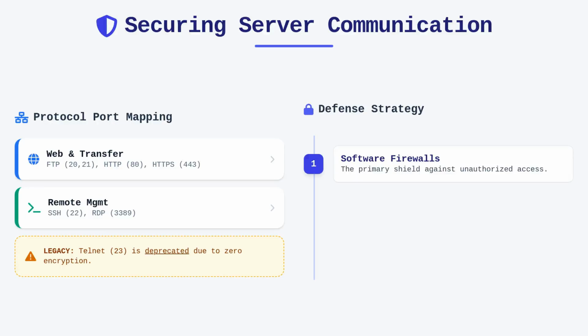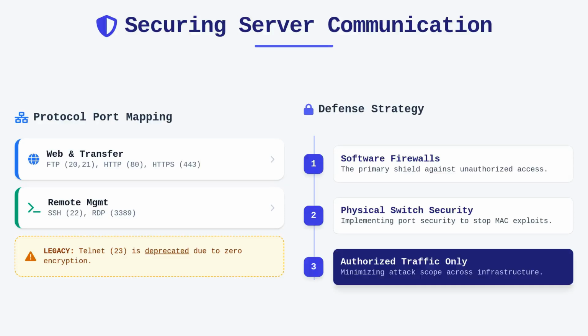Configuring local software firewalls is your primary defense against unauthorized access, while understanding port security on physical switches prevents MAC-based exploits. Consistently applying these controls ensures that only authorized traffic traverses your infrastructure, effectively minimizing the scope of potential attacks.